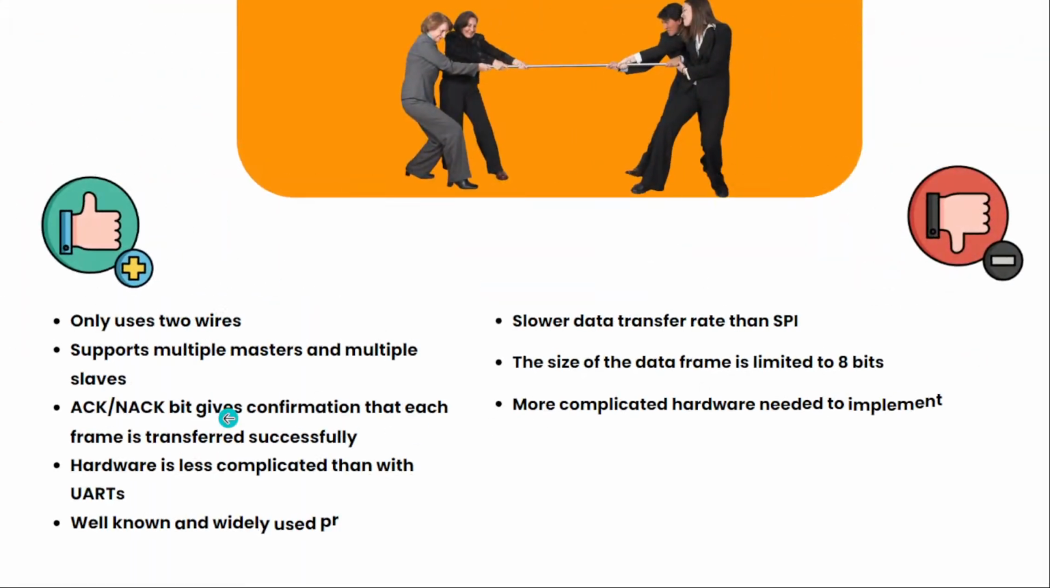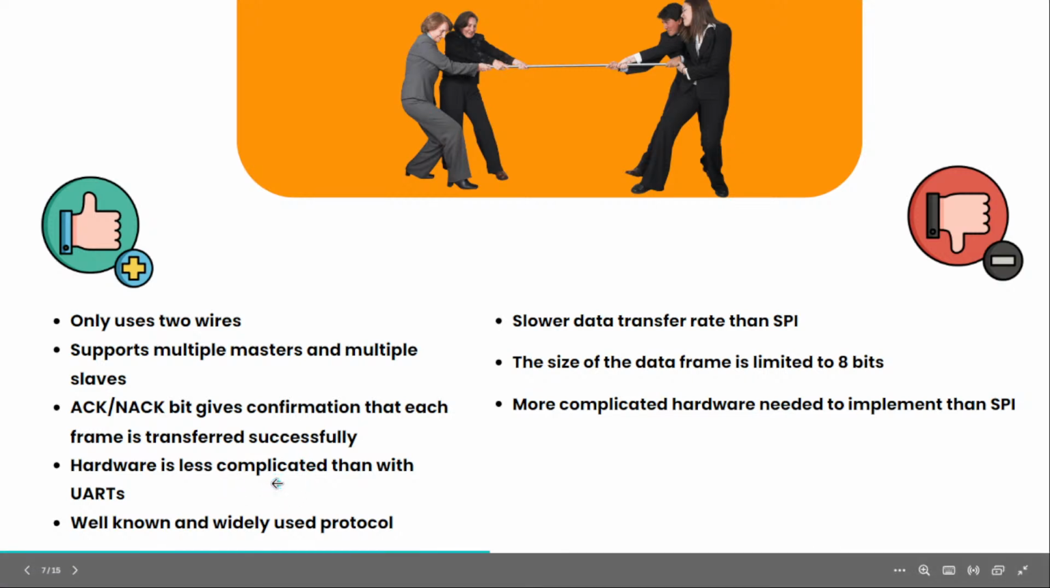Now these are the advantages and disadvantages of I2C. The advantages are it only uses 2 wires like UART and it supports multiple masters and multiple slaves, unlike SPI which only supports a single master and multiple slaves. And the acknowledgement bit gives confirmation that each frame is transferred successfully or not. And the hardware is less complicated than with UART. And it is a widely used protocol also.